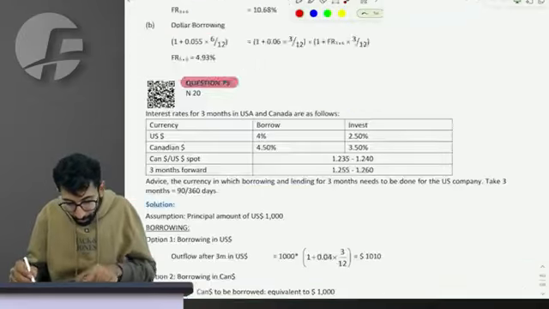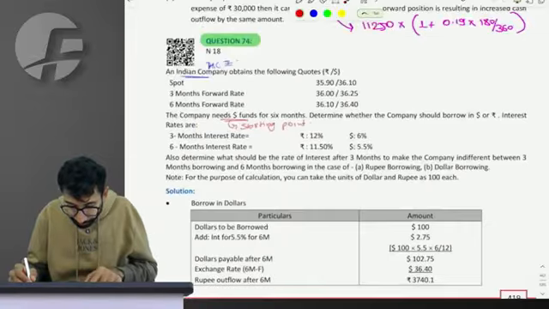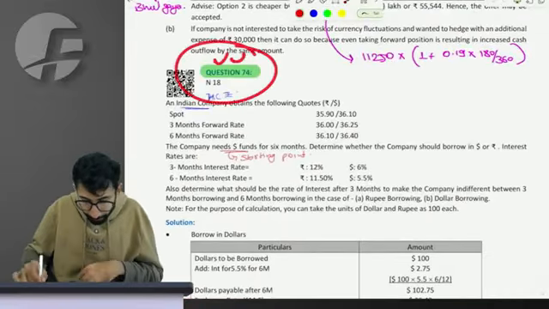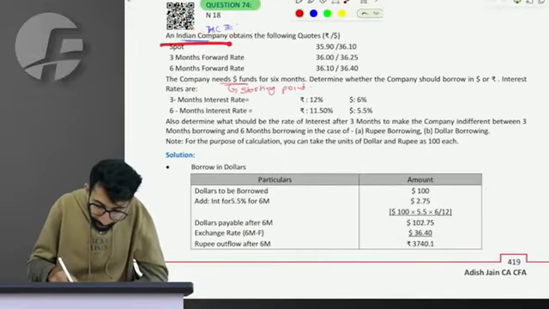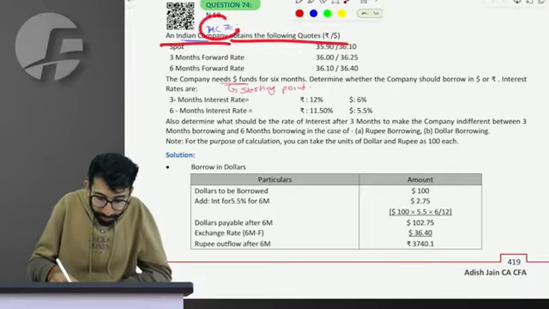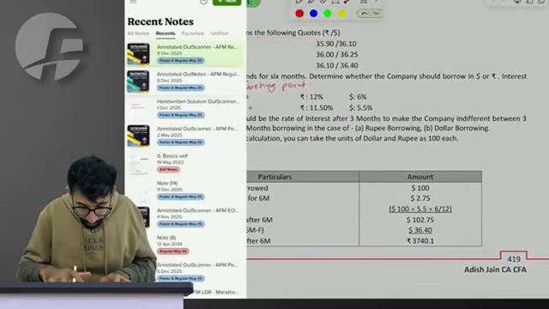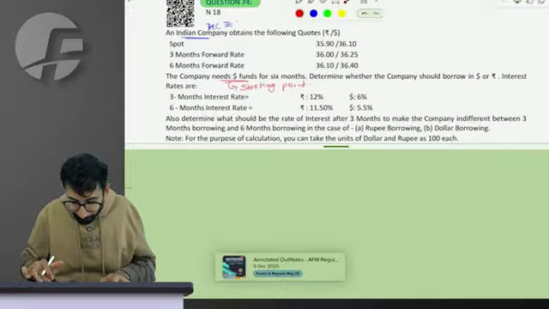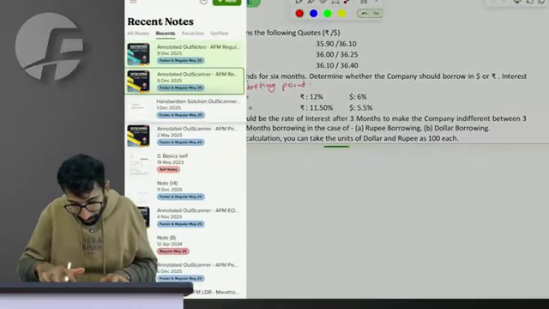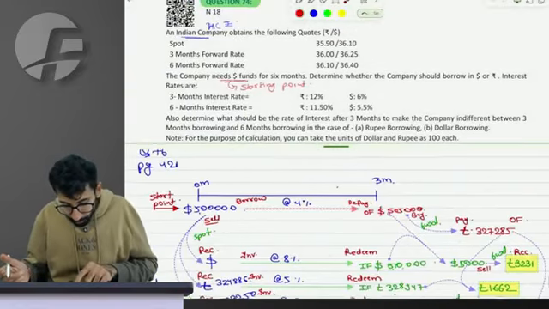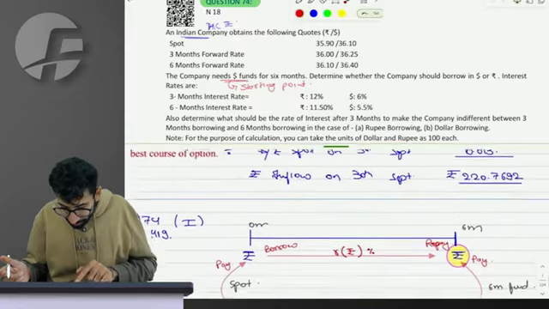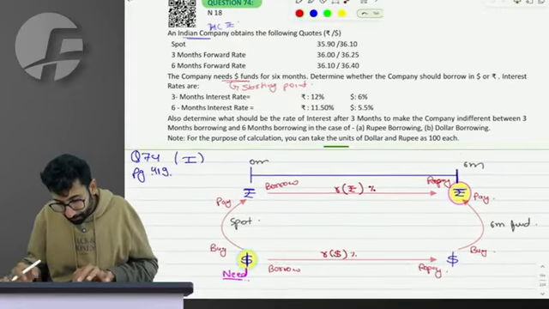The question that we're gonna solve on this is question number 74. An Indian company obtains following quotes. There is this Indian company. Question number 74. Do I find something in the notes for this? Let me check. In the handmade notes for this. 76 is there, 74th luckily is there.